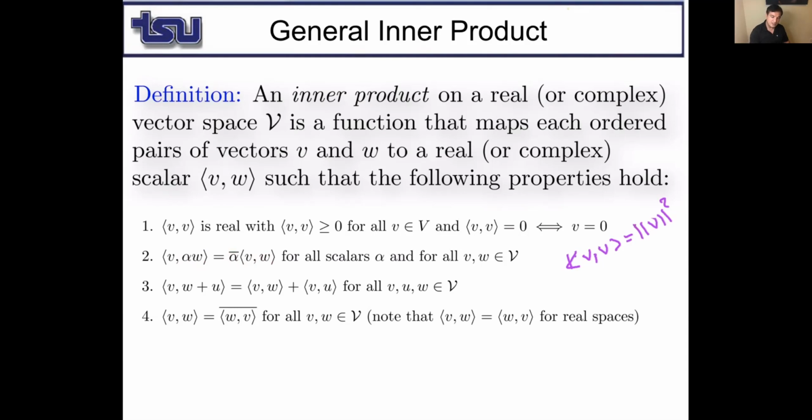Second one is V, inner product alpha W, is alpha conjugate times V inner product W. If alpha is real, this will be alpha, but if alpha is complex, as you may recall, if this is a complex number A plus iB, the conjugate of this will be A minus iB, okay? That's the second property. This is the third one, distributivity. You can distribute like that. And V inner product W is the same as W inner product V, if it is real vector spaces. If it is complex, you get the complex conjugate.